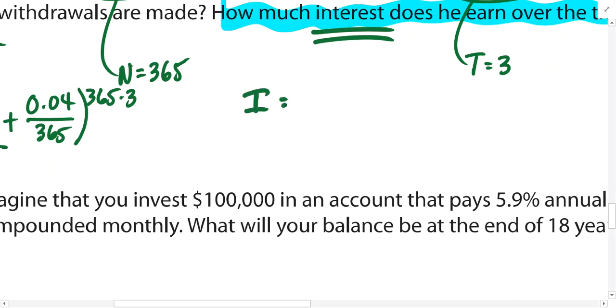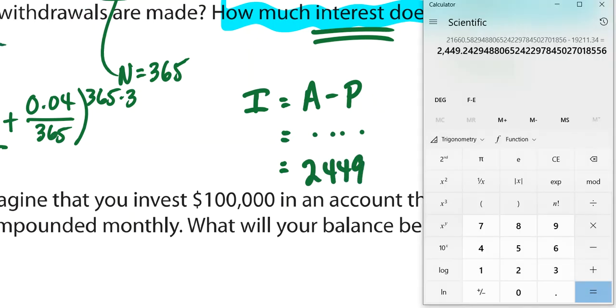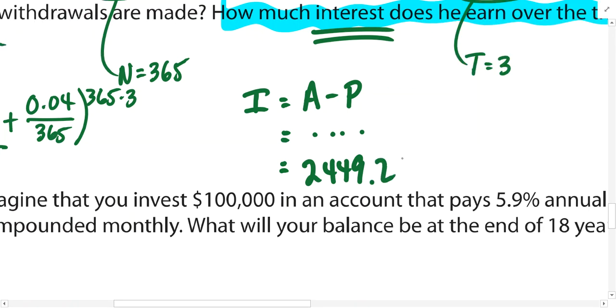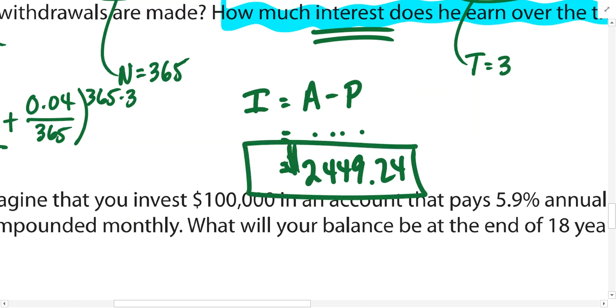If you'd like a formula to use, then this is it right here. We're going to take our ending amount and subtract our starting amount, and that's what our interest is equal to. I've already done this in the calculator, so I'll go ahead and write this result down here, 2449.24. And that's the amount of interest that was earned.